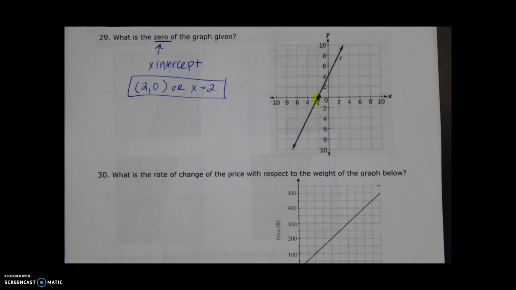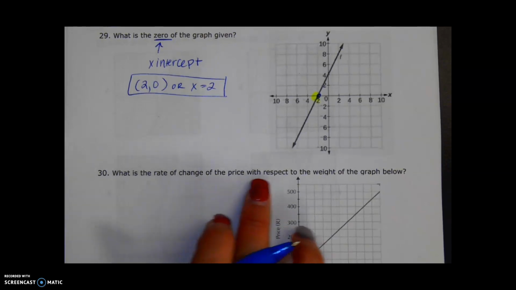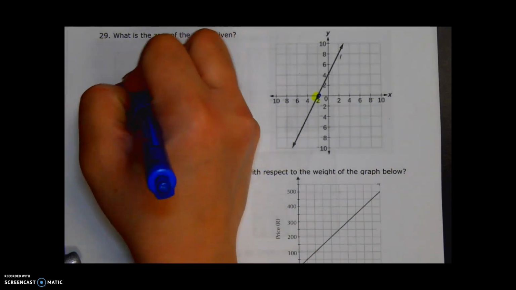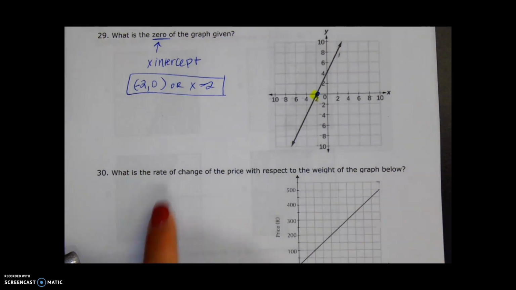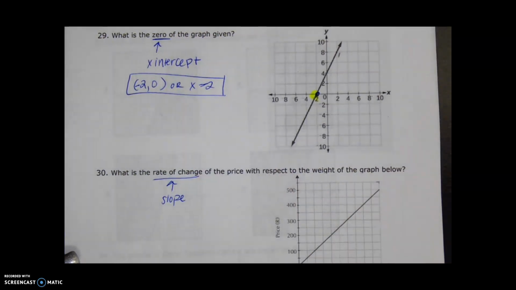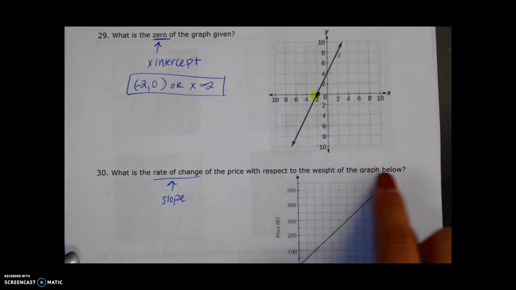All right. Now, what is the rate of change of the price with respect to the weight of the graph below? So, when it says rate of change, all that means is slope. I'm pulling up the key to make sure my answers match too. Give me just a second. Yes. All right. Oops, those are negatives. All right, what is the rate of change? That just means the slope of the price with respect to the weight of the graph below.